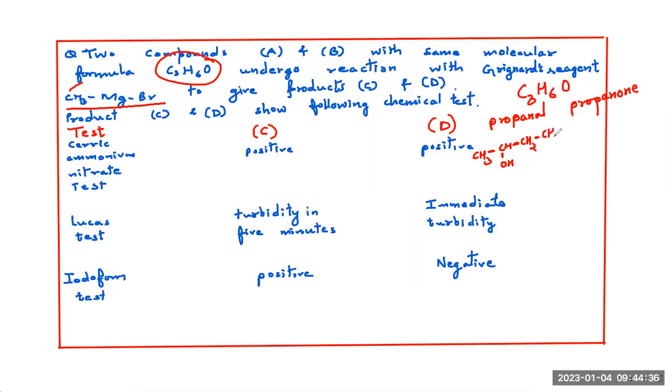Once again, I'm repeating. Formaldehyde with Grignard gives primary alcohol. Higher aldehydes with Grignard give secondary alcohol. And propanal is a higher aldehyde. Ketones with Grignard give tertiary alcohol. कीटोन ऑलरेडी हमारे पास एसीटोन है. एसीटोन में एक कार्बन और ग्रिग्नार्ड का लग जाएगा और मुझे टर्शियरी अल्कोहल, टर्ट ब्यूटिल अल्कोहल मिलेगा.